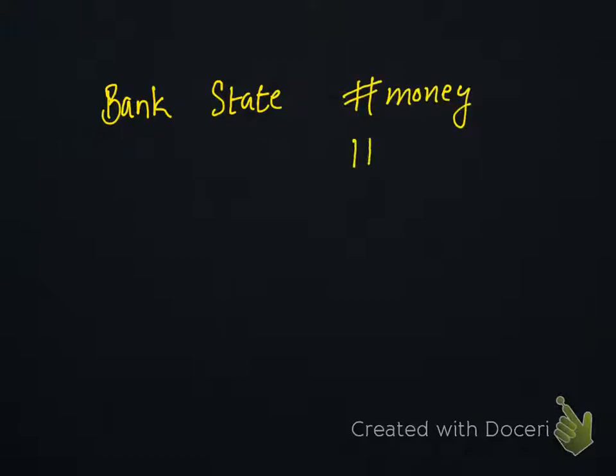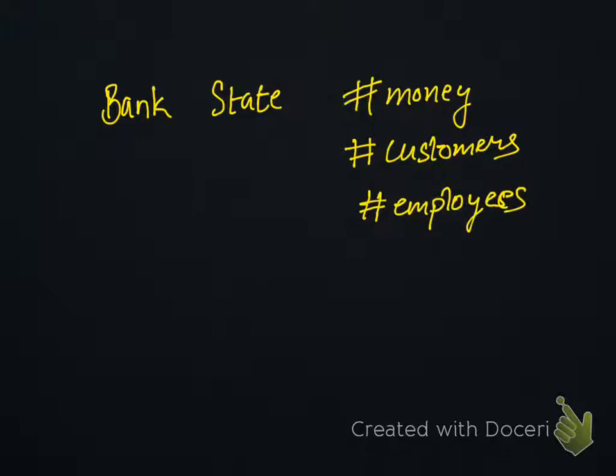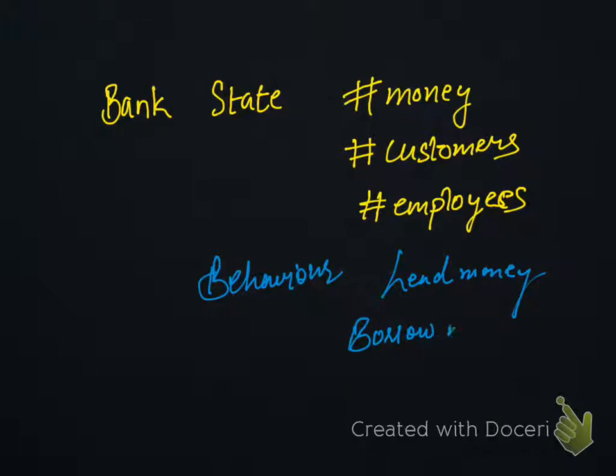If I talk about a bank, again your state can be the amount of money present in the bank, the number of customers in the bank, the number of employees in the bank. All of these are possible states of your bank. And then there are certain behaviors associated with this bank, and these behaviors can be lend money or borrow money, and so on and so forth. So this is how we represent an entity.